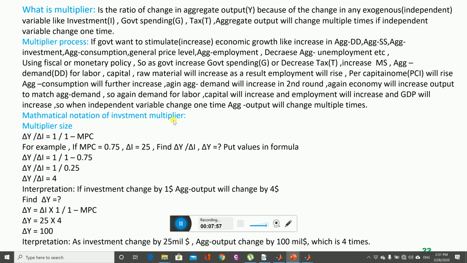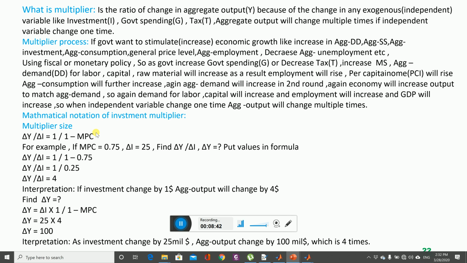It means from this mathematical notation we have the independent variable, investment, in here. In this case, investment multiplier means the independent exogenous variable, that is investment. How can we calculate multiplier size? So I write here the formulation for this multiplier, the investment multiplier equation, that will tell us multiplier size. Delta Y divided by delta I is equal to 1 divided by 1 minus MPC.